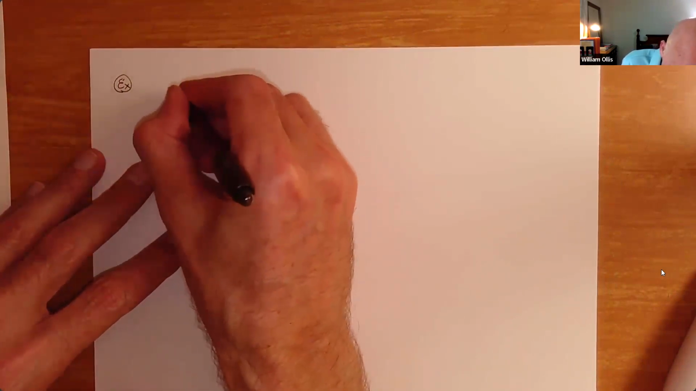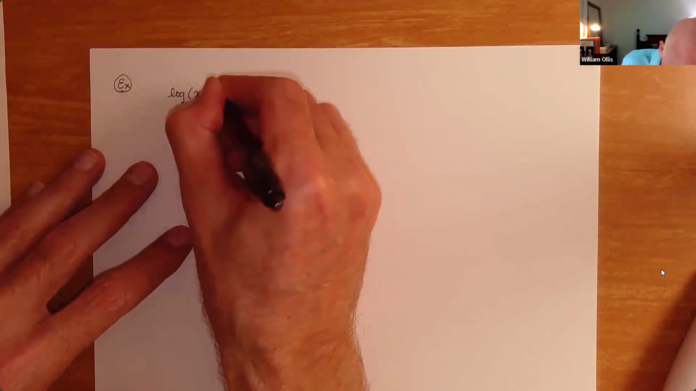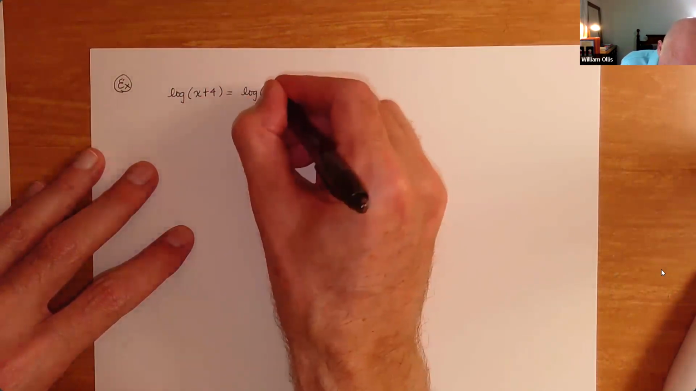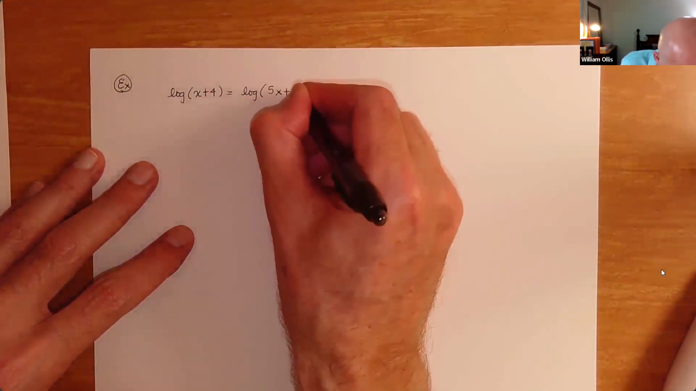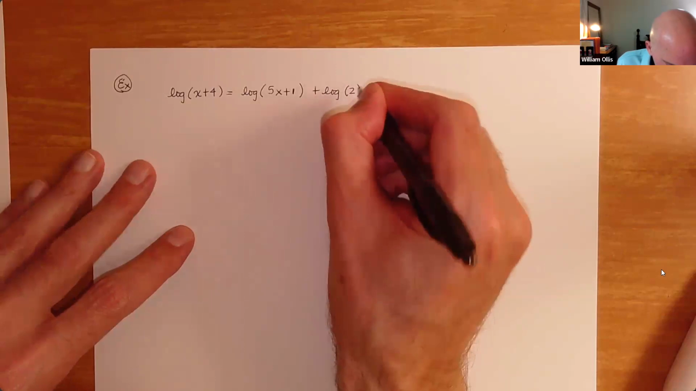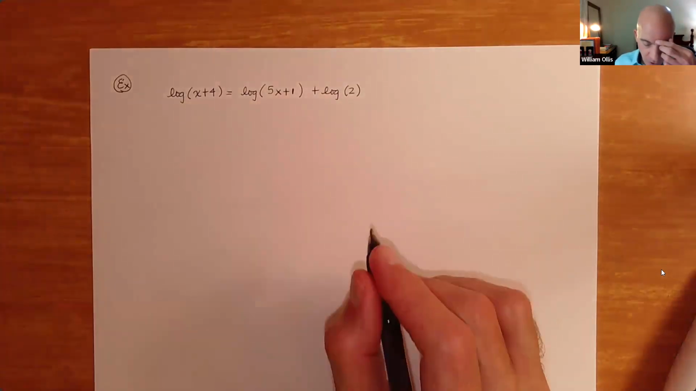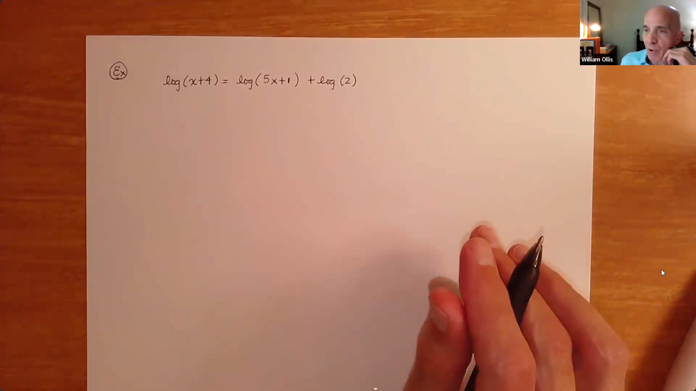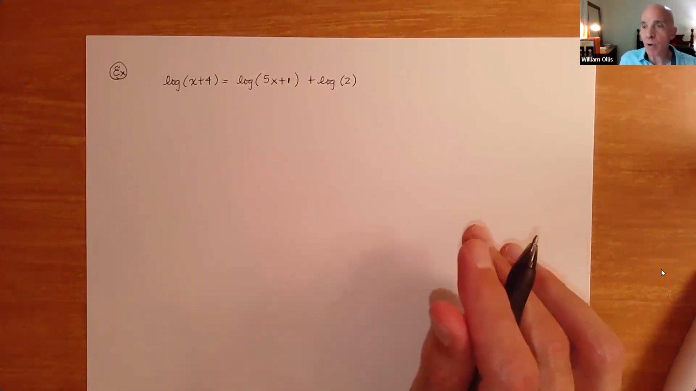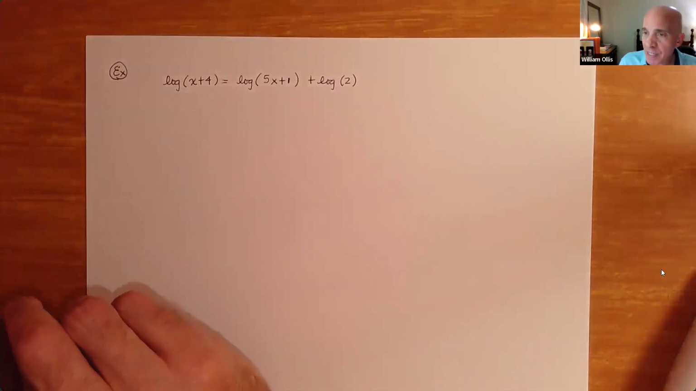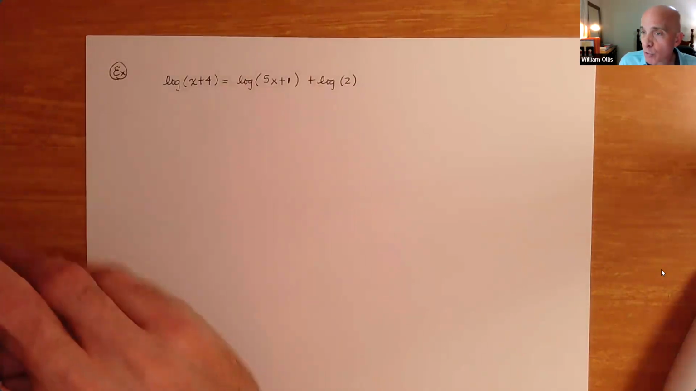We have the base 10 logarithm of x plus 4 equals the base 10 logarithm of 5x plus 1 plus the base 10 logarithm of 2. Now, it doesn't matter what the arguments are. You can actually pen your own equations and practice solving them. You don't have to wait on the book. You don't have to wait on me. Once you develop a strategy for solving these types of equations, you can pen your own equations.